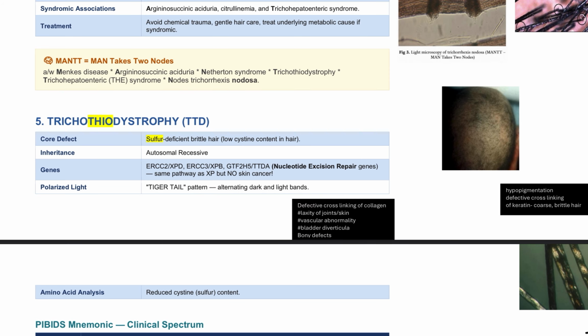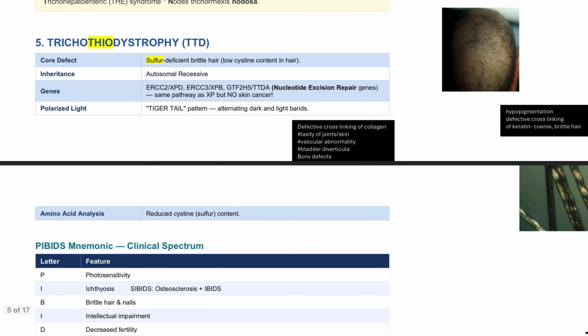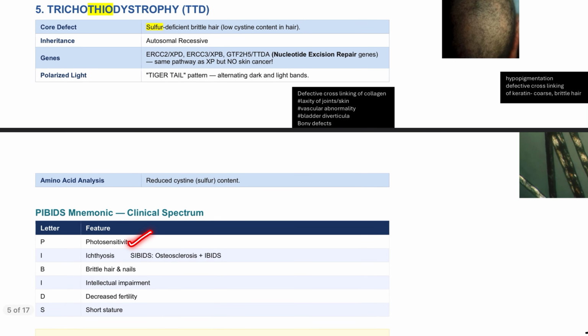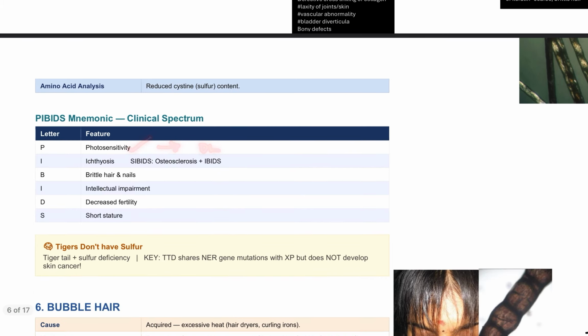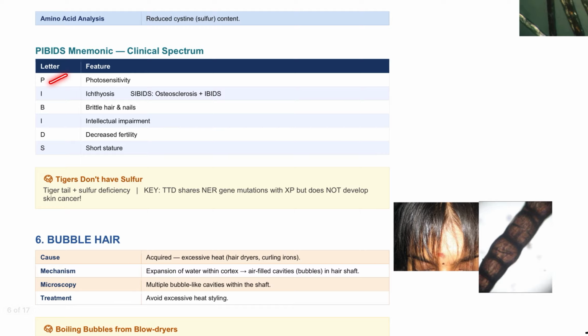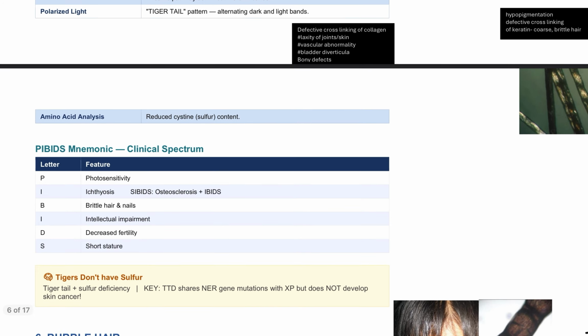And it has this mnemonic which is PBIDS. So photosensitivity, which means that it is related to some DNA repair disorder. So photosensitivity, ichthyosis, brittle hair, intellectual impairment, decreased fertility and short stature. And photosensitivity means nucleotide excision repair gene mutations are involved, which is ERCC.